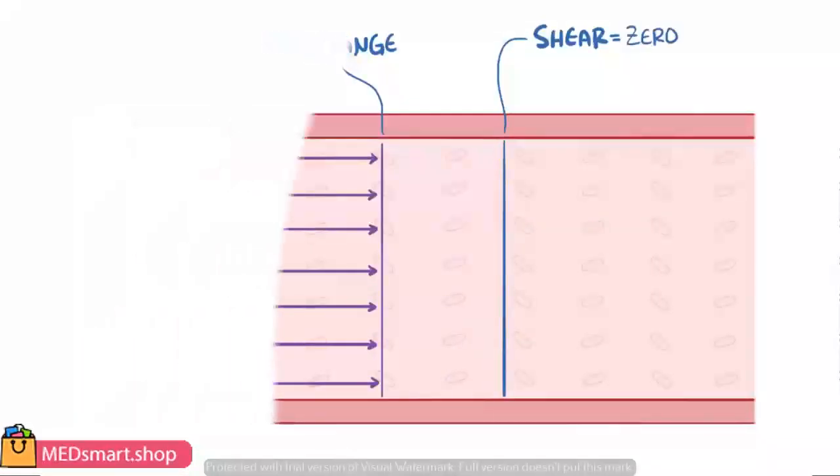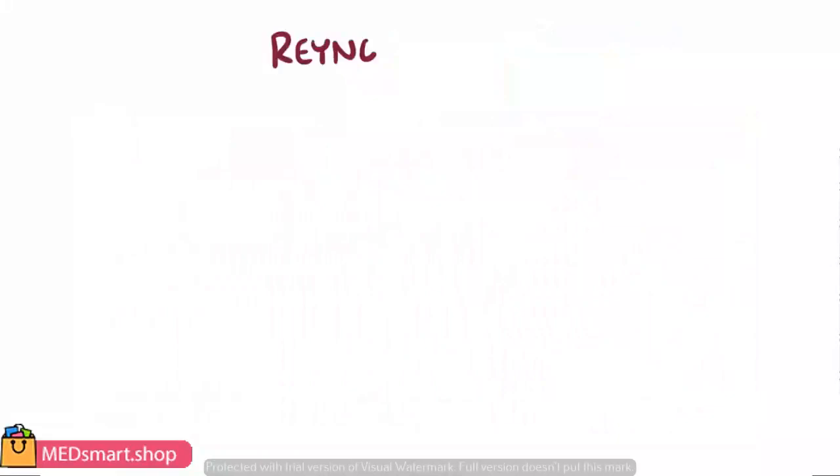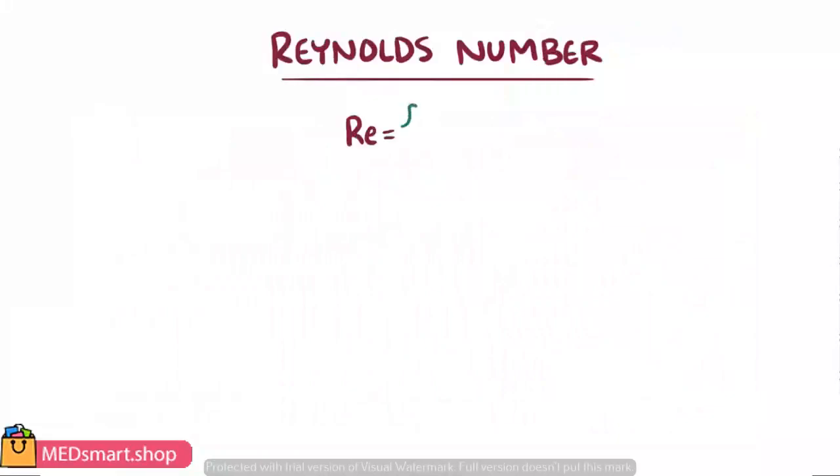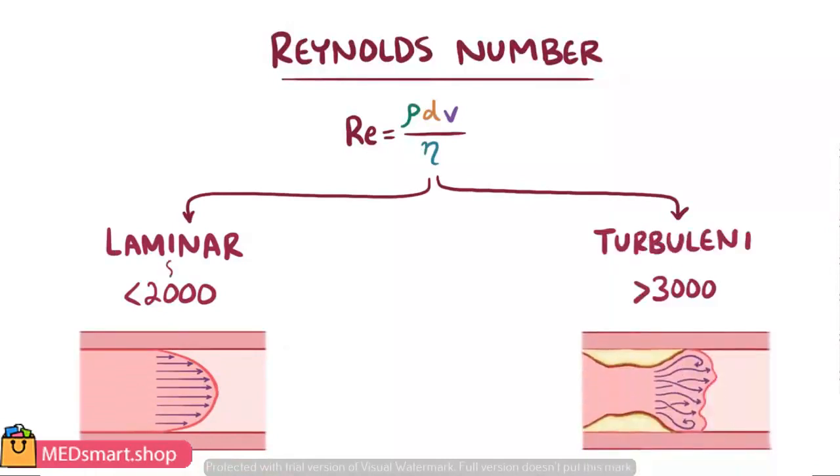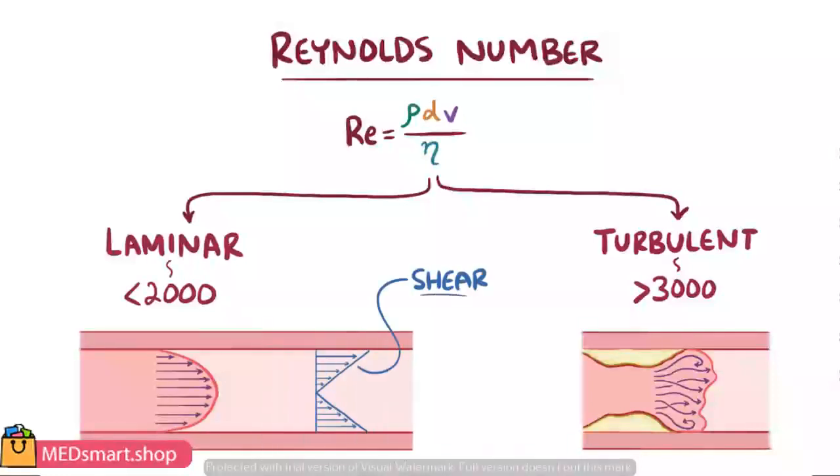Alright, as a quick recap. The Reynolds number is written as RE equals density times diameter times velocity over viscosity, and is a way to predict when fluid's either going to be laminar or turbulent. In general, Reynolds numbers below 2000 will have laminar flow, and Reynolds numbers above 3000 will have turbulent flow. Furthermore, differences in velocity across a blood vessel causes shear.